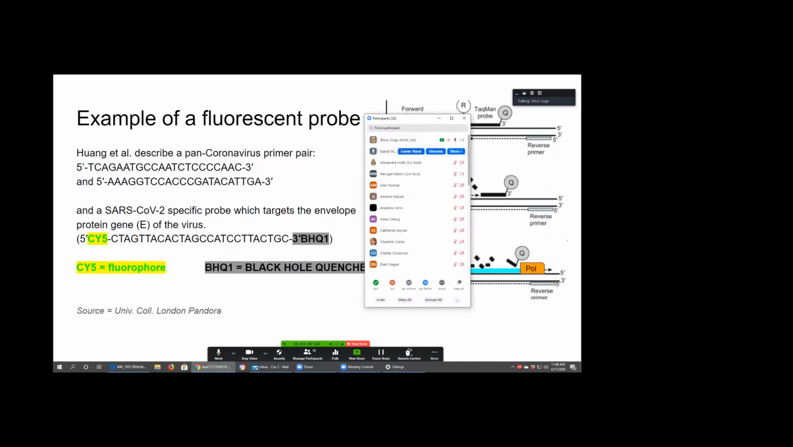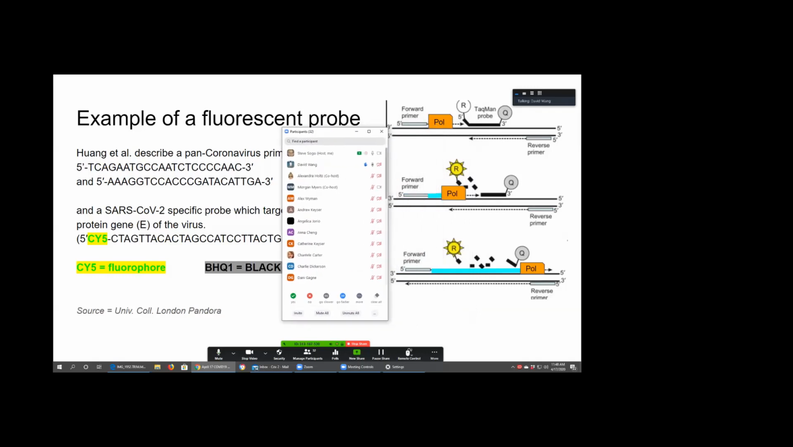David has a question. Did I do it? I'm trying. Can you hear me? I hear you, David. Yes. Hi. I have two questions actually. So on this graph, where did the TaqMan probe come from? Like where did it come from?